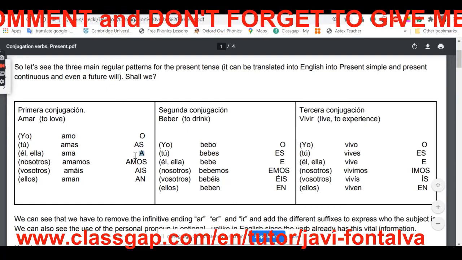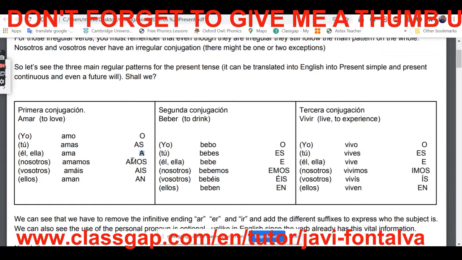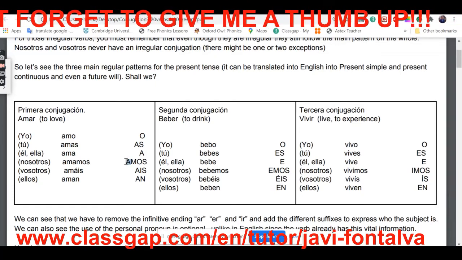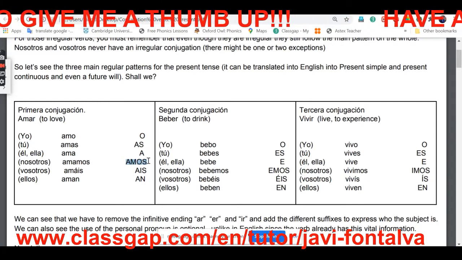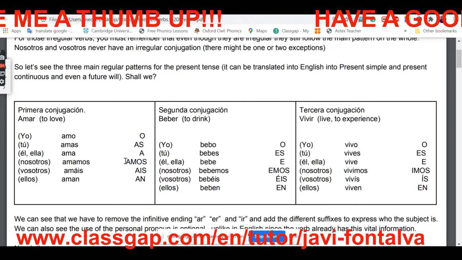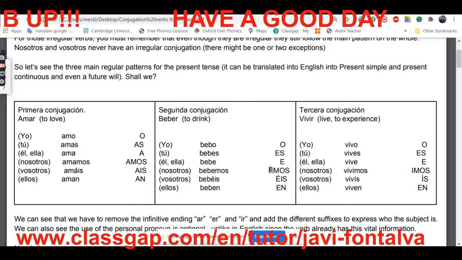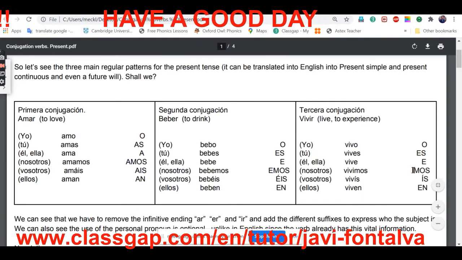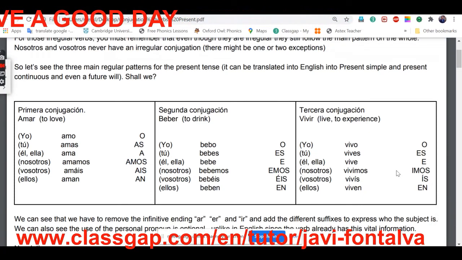the vowel. Now, when we mean we, you're always gonna have a vowel and then MOS. So if it's first, that's gonna be A. If it's second, that's gonna be E. And with third, that's gonna be I. Okay? So we say amamos, we love, bebemos, we drink, vivimos, we live.